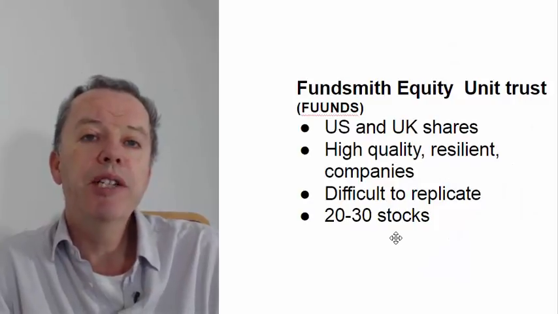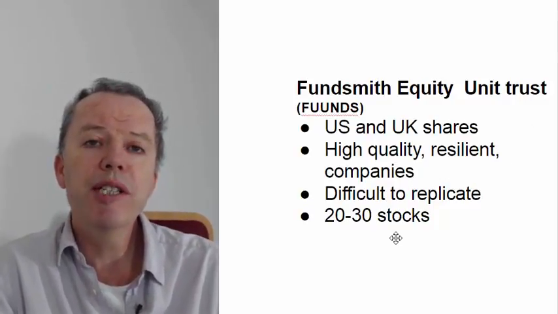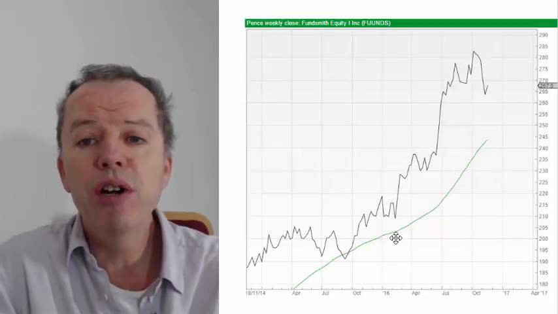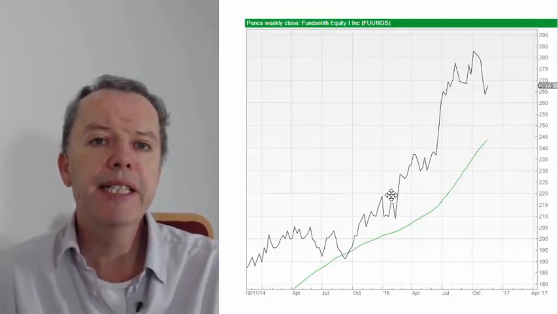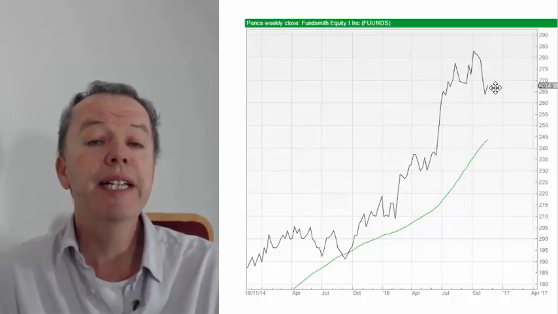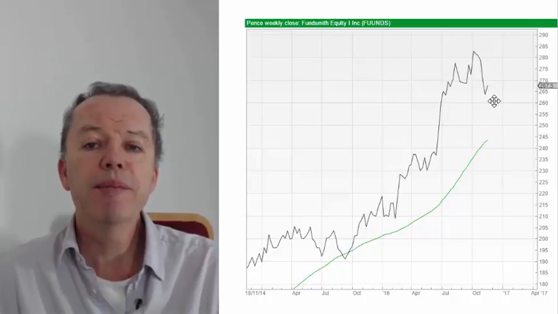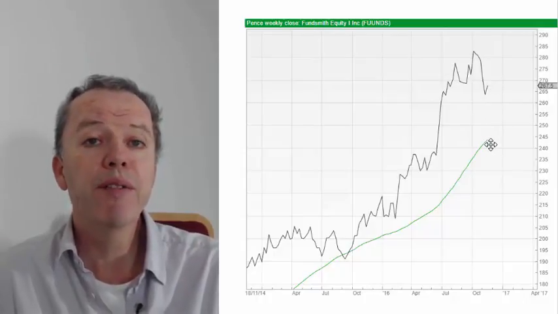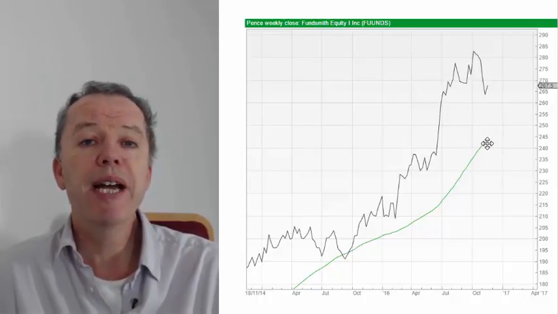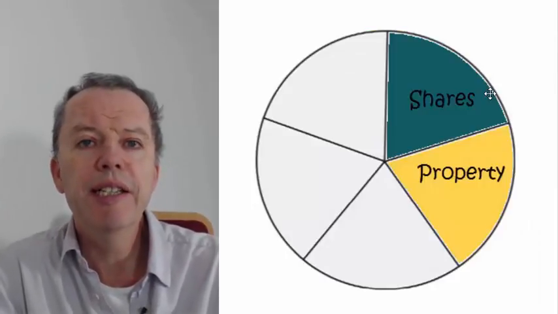So let's have a look at the first asset class, which is shares, and I use the Fundsmith Equity Unit Trust to give me exposure to shares. It's a very popular unit trust these days. So let's have a look at the graph of it, and this line is a line of the price at the end of each week, and you can see that this week it closed up a little bit compared to the week before, and the closing price is significantly above the 52 MA, so I'm happy to stay invested in Fundsmith. So nice and easy.